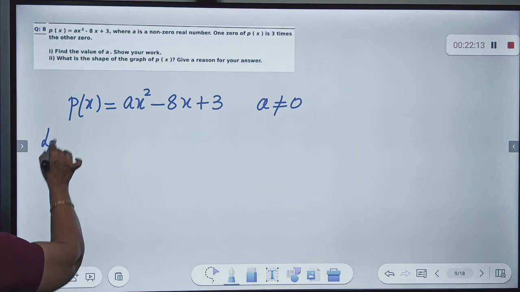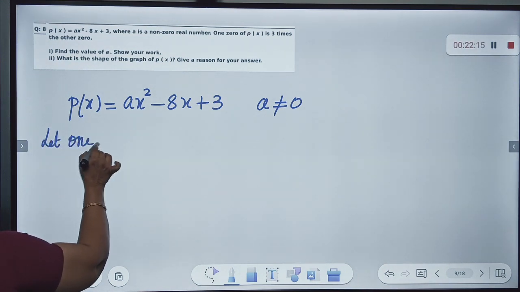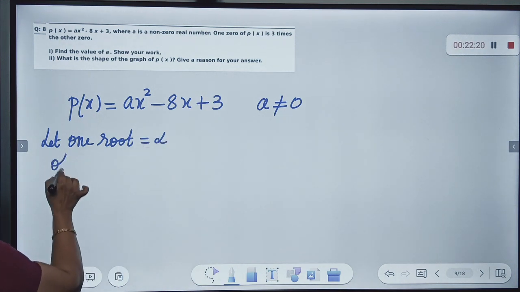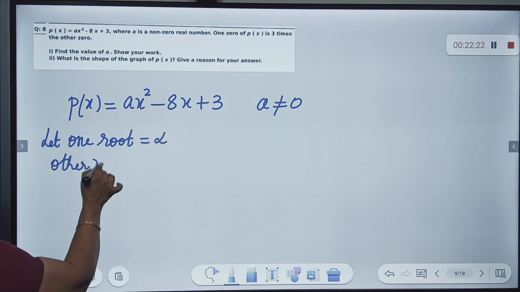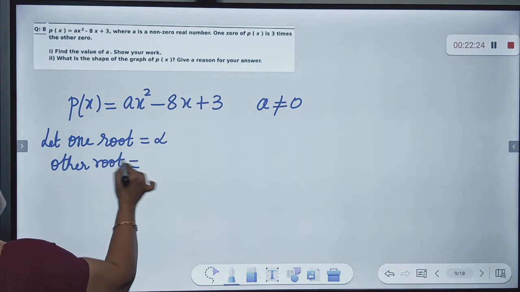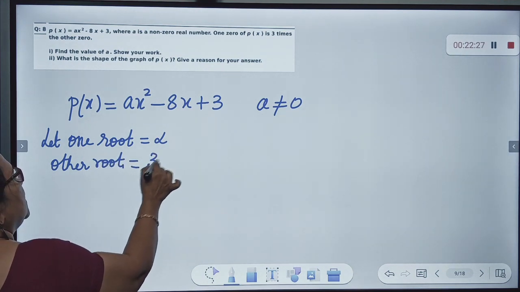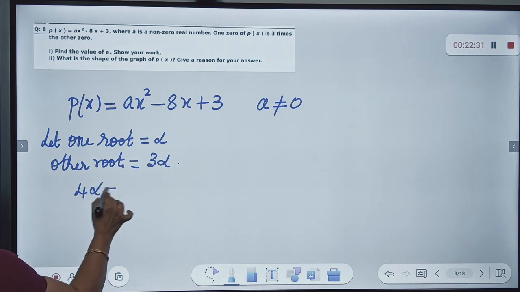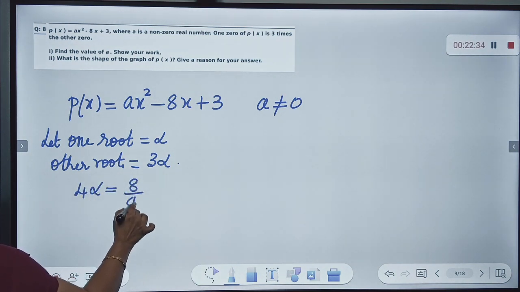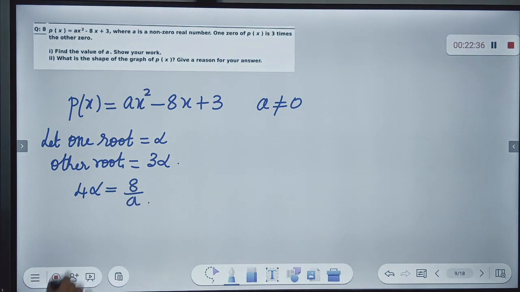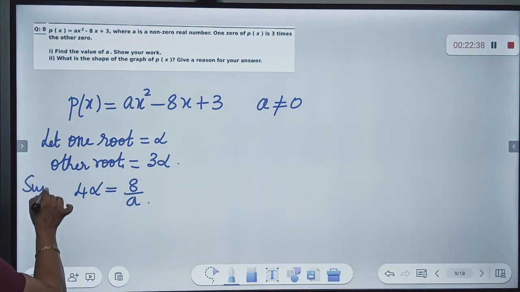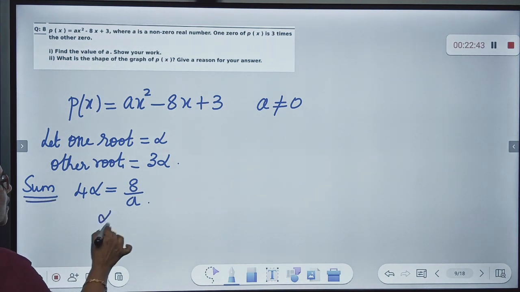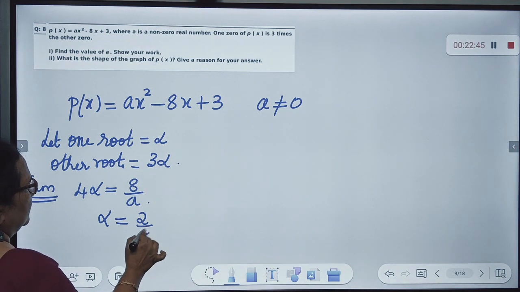So let one root be alpha. Then the other root will be, what will be the other root? 3 times this, 3 alpha. So if I add, what will I get? 4 alpha equal to 8 by a. Sum. I am finding the sum of the roots. 4 alpha equal to 8 by a or alpha equal to 2 by a.